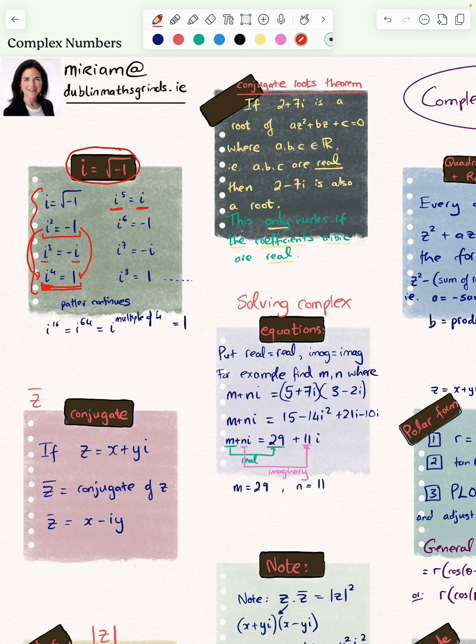i squared, i cubed, i to the power of 4 is exactly the same as i to the power of 5, 6, 7, 8. So the pattern continues, and you'll notice that i to the power of a multiple of 4 will always be 1. That could be helpful to know.